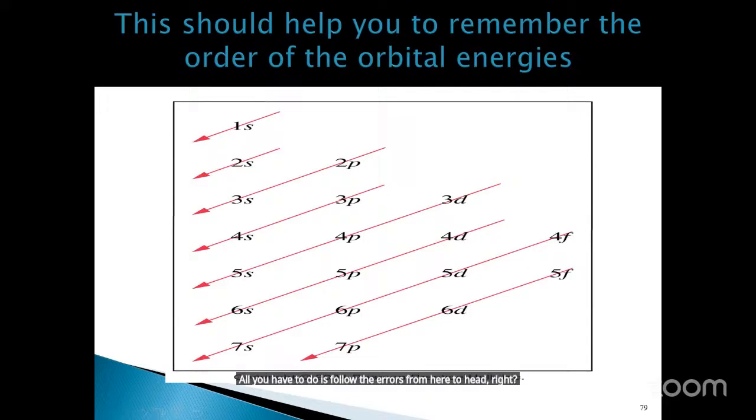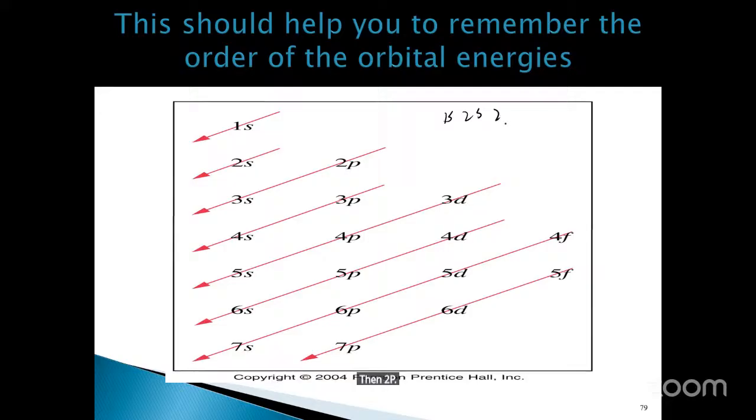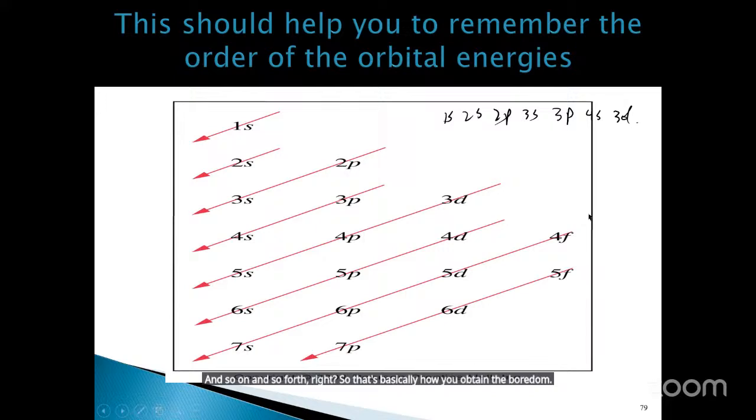So basically the order would be 1s. Remember now, you're following the arrows from tail to head. So 1s, then 2s, then 2p, then 3s, then 3p, then 4s, then starting here, 3d, and so on and so forth, right? So that's basically how you obtain the order of the orbitals in terms of their energies.